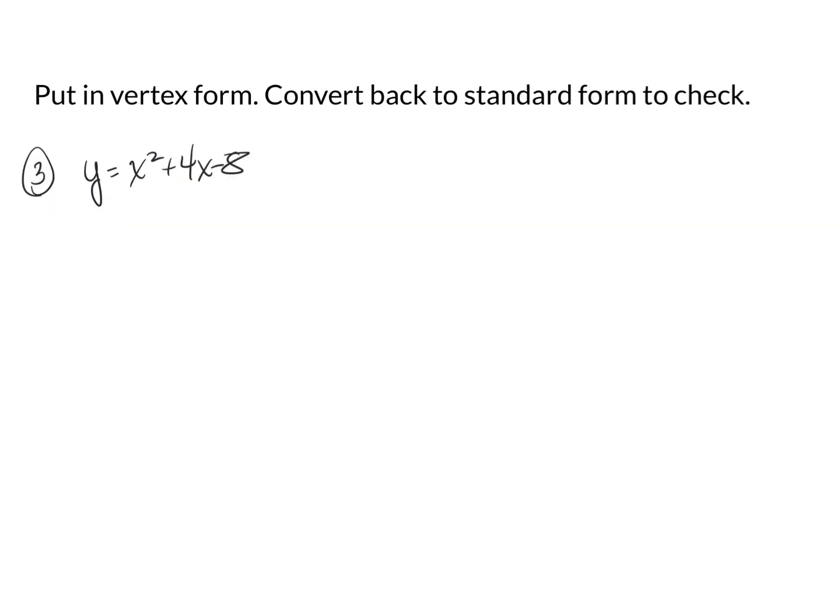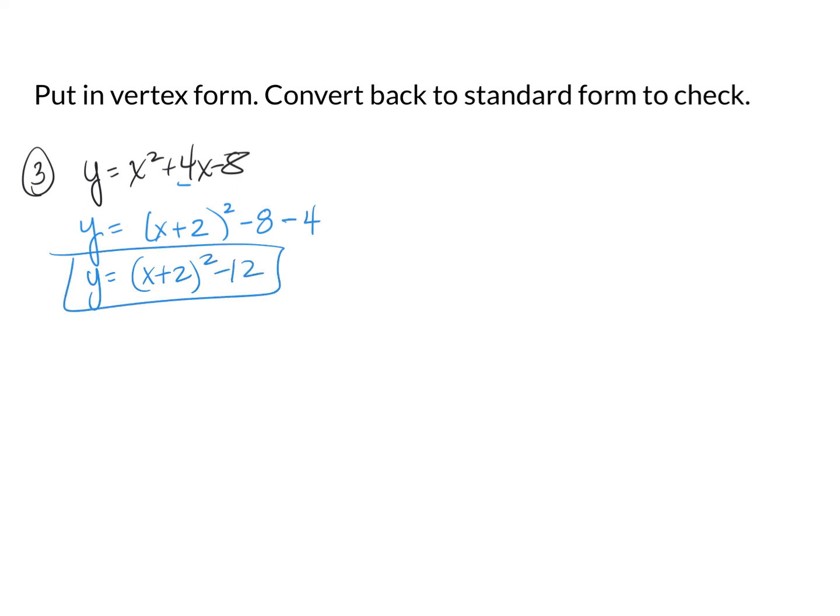Same song, third verse, right? So let's copy this down. So I'm going to copy the variable, copy the sign, cut that middle term in half, and bring that minus 8 down. Now, what do I need to subtract off the end? Well, whatever this number is squared. So 2 squared is 4. That's what I need to subtract. So I give x plus 2 squared minus 12. There it is in vertex form.